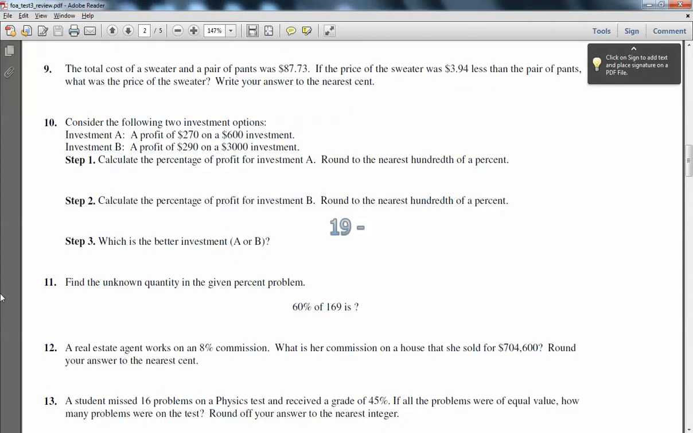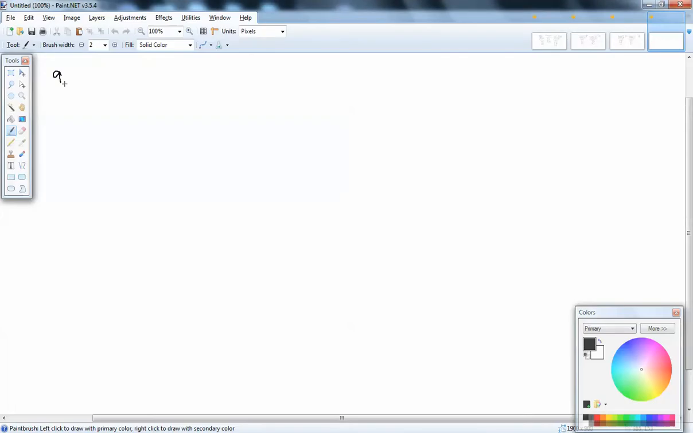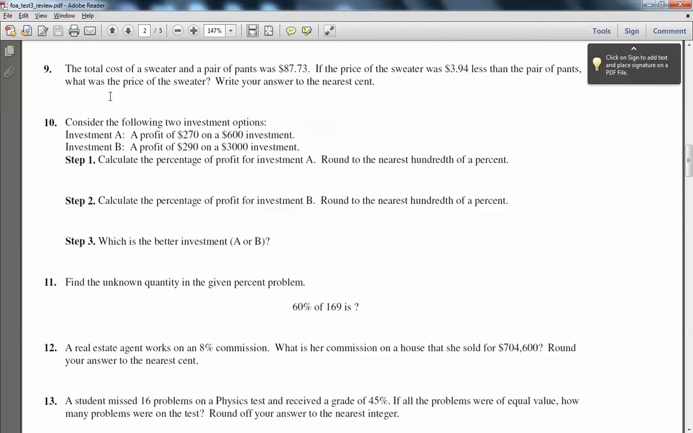Okay, ready for number 9. Okay, total, and again, I have to watch myself here because I tend not to read these closely, and that's where it catches me. Total cost of a sweater and pair of pants is $87.73. If the price of the sweater is $3.94 less than the pair of pants, what is the price of the sweater?